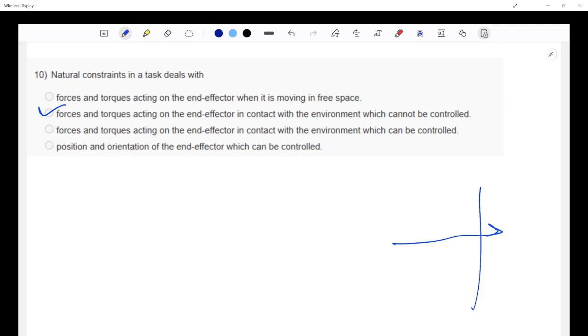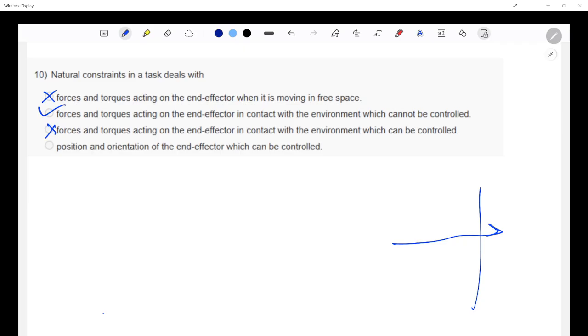But if we talk about option A, forces and torques acting on the end effector when it is moving in free space, if there is no contact, there is no constraint. So this is incorrect. The third option is forces and torques acting on the end effector in contact with the environment which can be controlled. This is incorrect because this is an artificial constraint and it is not natural.